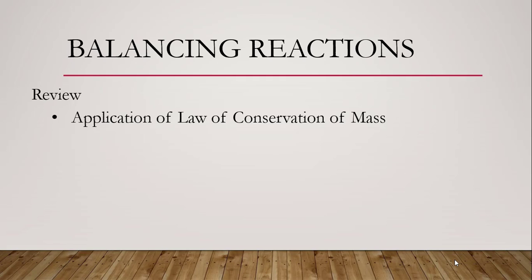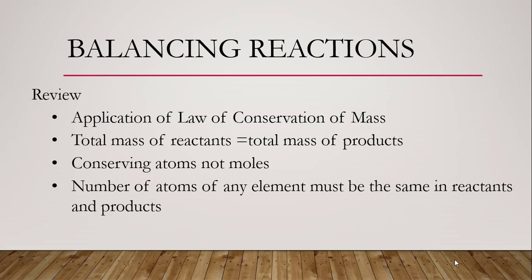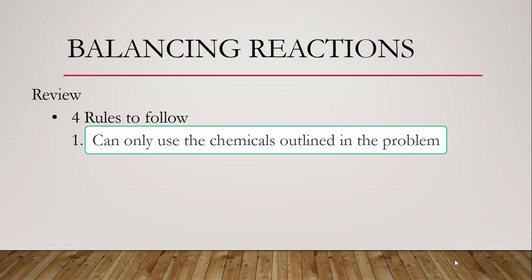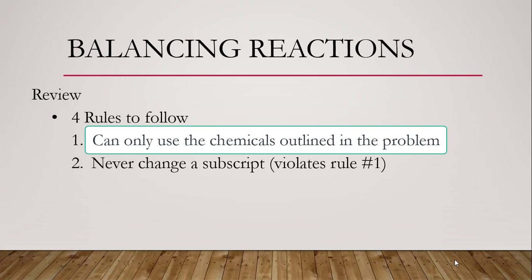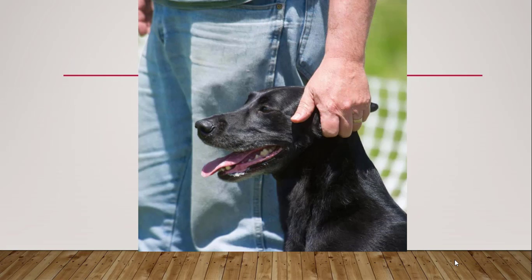So to review, balancing chemical reactions is really just an application of the law of conservation of mass. The total mass of reactants has to equal the total mass of products. You're conserving atoms, not moles. The number of atoms of any element must be the same in reactants and products. There are the 4 rules. Only use the chemicals outlined in the problem. Never change a subscript. That violates Rule 1. Only change the coefficient, and the coefficients must be in the lowest whole number ratio. In the next videos, we're going to start tackling stoichiometry.